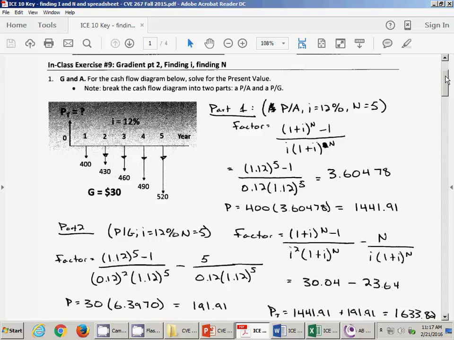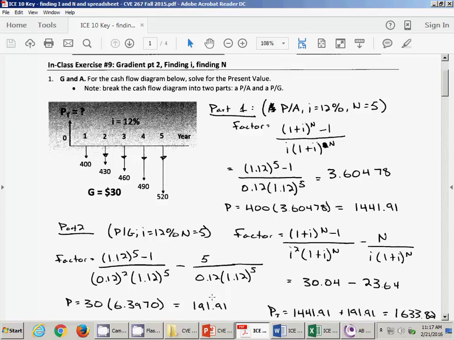Multiply that by the value of the gradient, which is 30. And so all of the little extra amounts, you know, all this little 30, 60, 90, 120, you take all of that to the present, and it's only worth $191 in present value. And so combining the 2, the 1441 and the 191, that's where the 1633.82 comes from. All right.